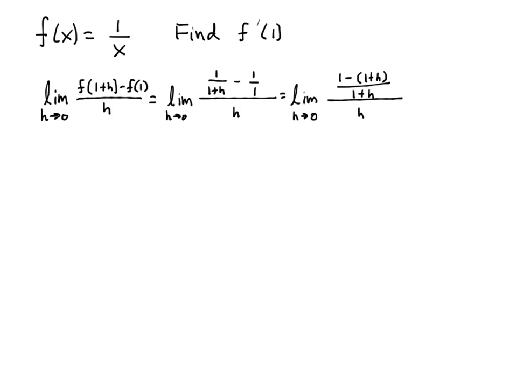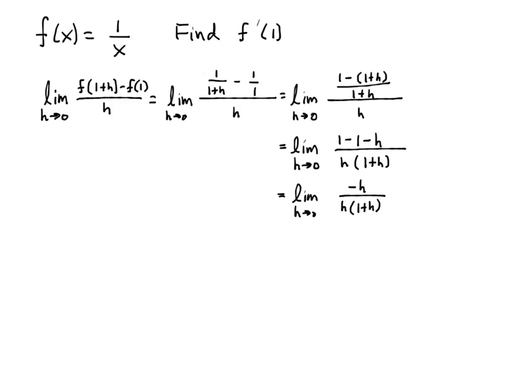And so I get that ratio that you see there. By simplifying this, I notice that my 1's cancel, and I'm going to combine the fraction. You should be adept at dealing with complex fractions to make it a simple ratio. When I'm looking at my limit as h goes to 0, I can cancel out an h again, and what I get is negative 1 over 1 plus h. And as h goes to 0, we get a slope of negative 1.